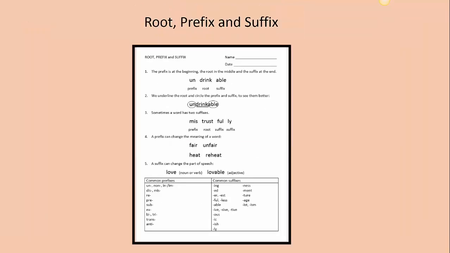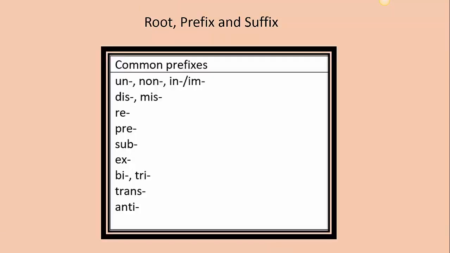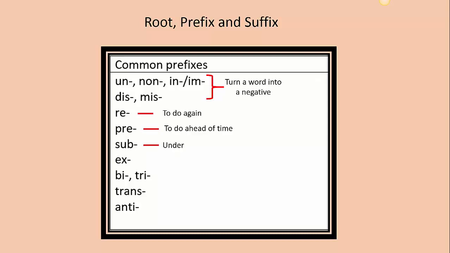You'll notice that in the section Common Prefixes, the first 6 are the easiest, the ones that turn a word into a negative. Then you have re, to do again, pre, to do ahead of time, sub, under, ex, out of, by and try, 2 and 3, trans, across, and anti, against.